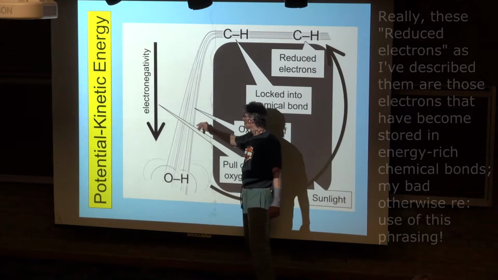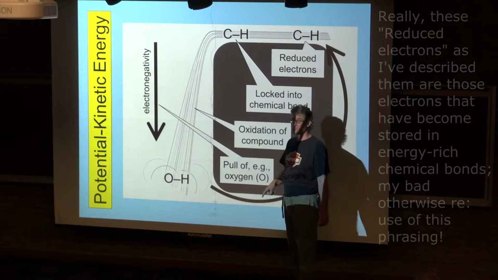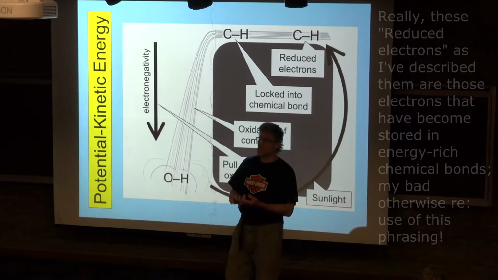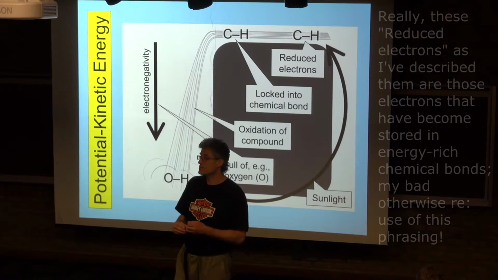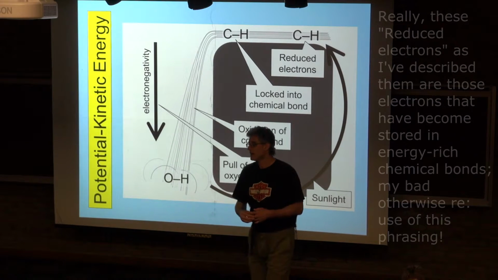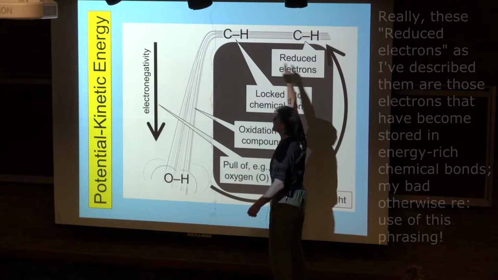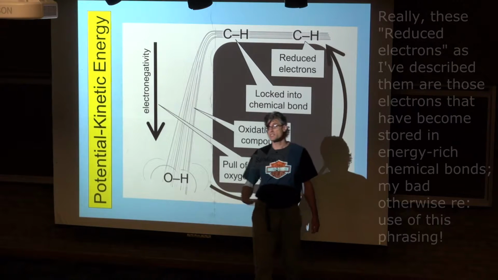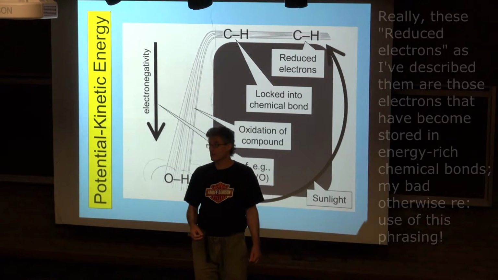And the way we do this is a process known as oxidation. So reduction is the opposite of oxidation. Reduction is actually the gain of an electron, and oxidation is the loss of an electron. And we take these energy-rich organic compounds and we oxidize them. Specifically, we oxidize them to water and carbon dioxide.